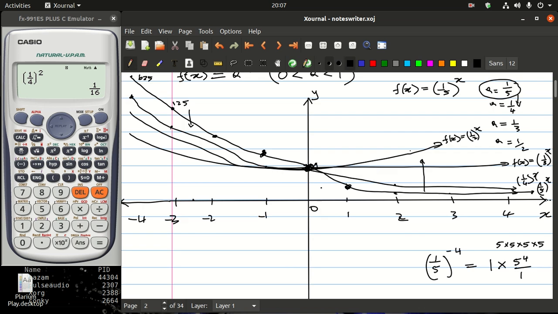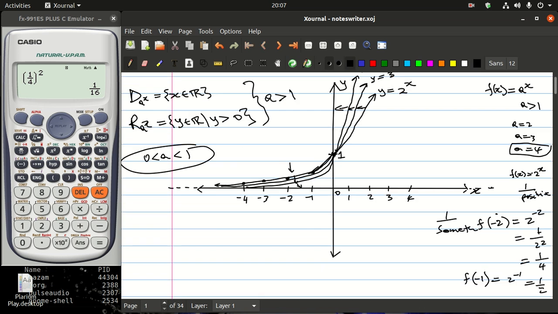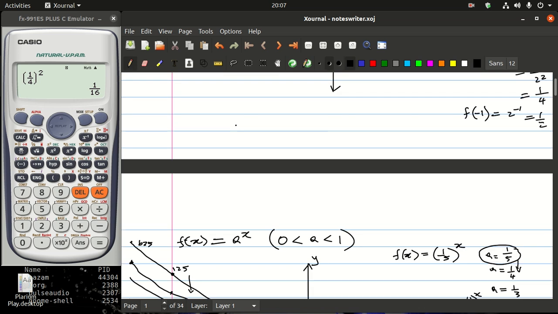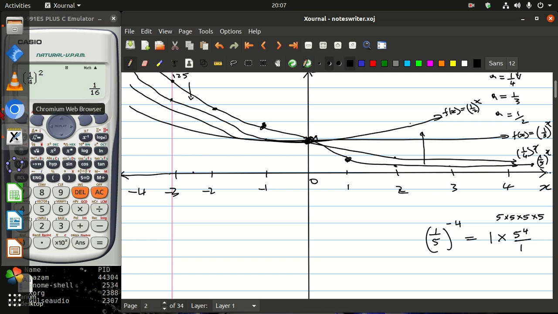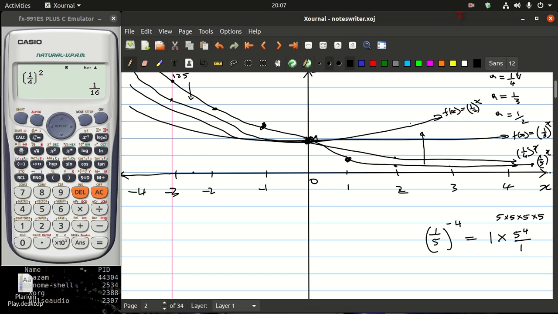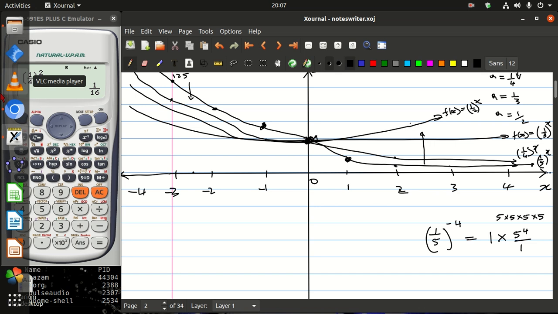So what is the domain? The domain is still the same as in the above case, and the range is still the same because this function will not really get to the x-axis, will not actually touch the x-axis.